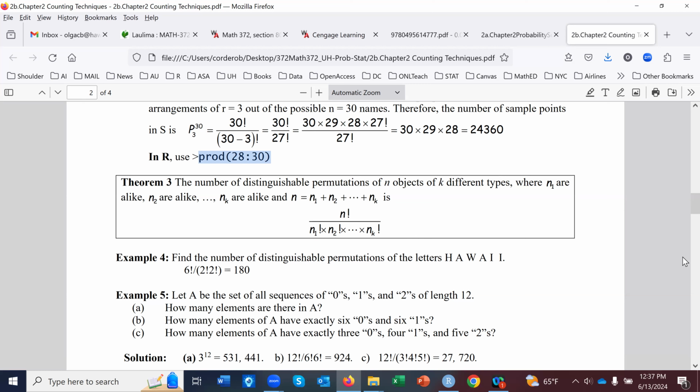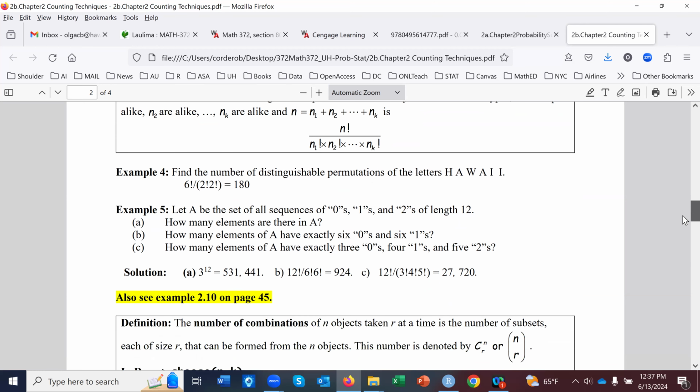Example 5: let A be the set of all sequences of 0s, 1s, and 2s of length 12. How many elements are there? So 3 to the 12, right? Because for each spot, I have 3 possibilities.